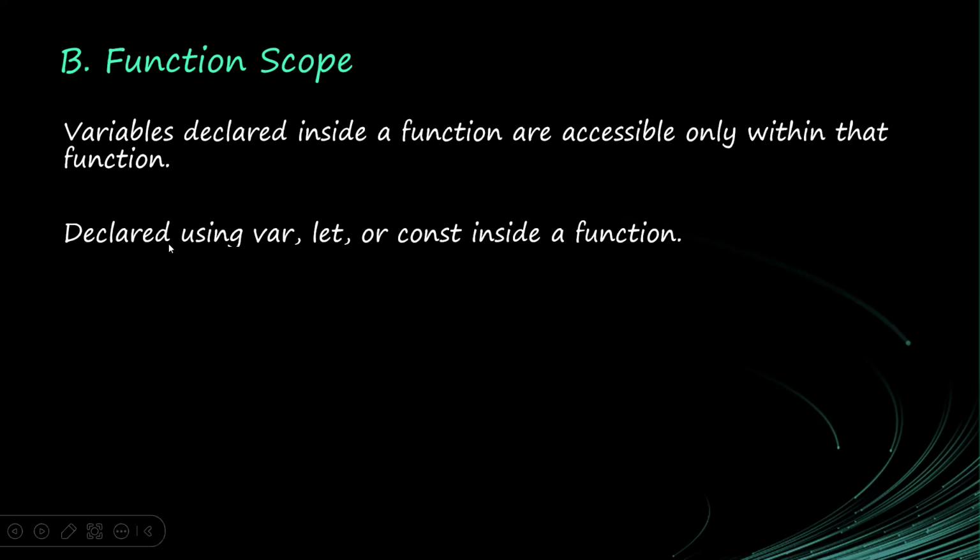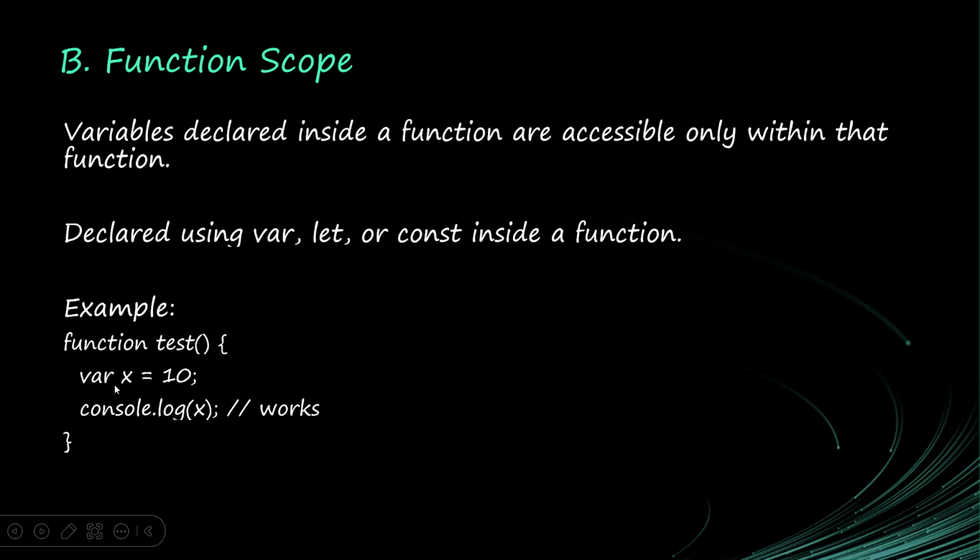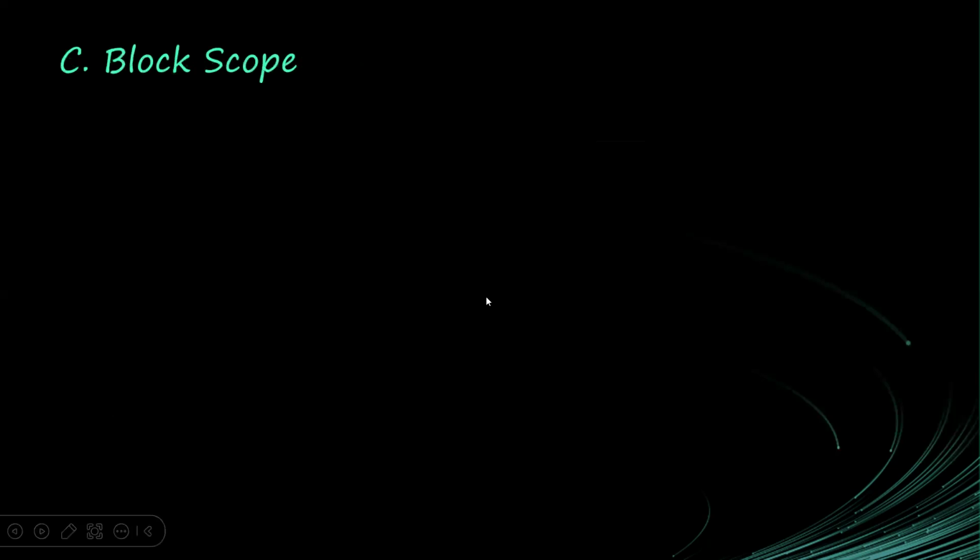When you declare using var, let, or const keyword inside of a function, you will get function scope variables. Please avoid using the var keyword to declare variables. So in this case now, x is a function scope variable. It can only be accessed inside of this function. You can't have access to it outside of it. If you try to access it outside of the function, you will get a reference error. You have seen me demonstrate that already.